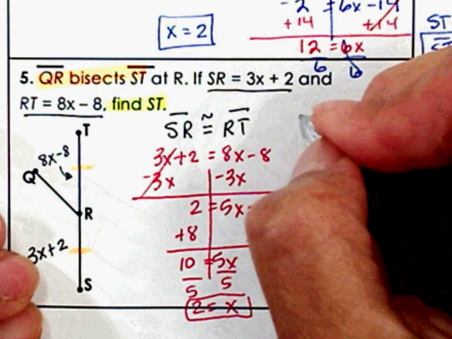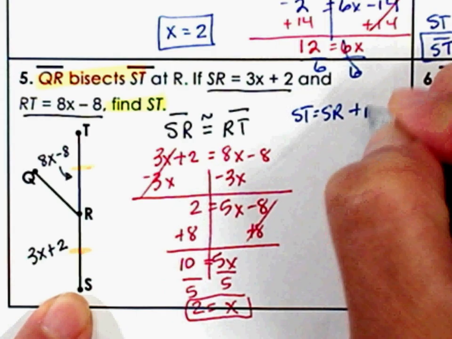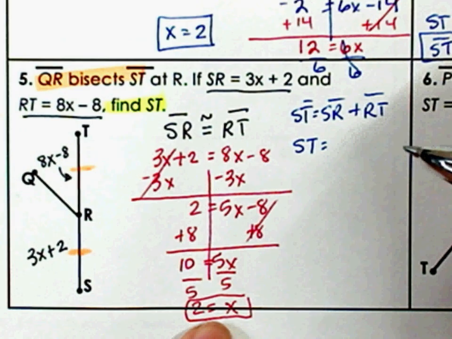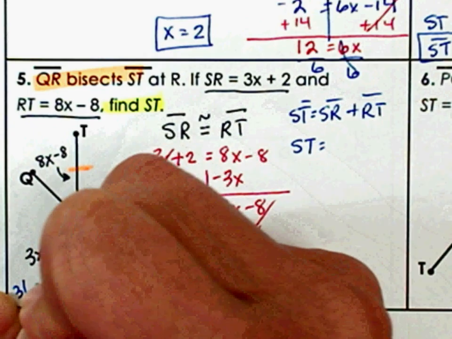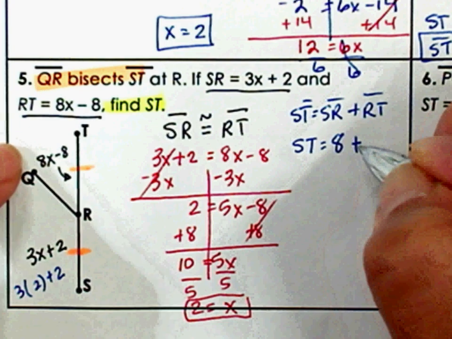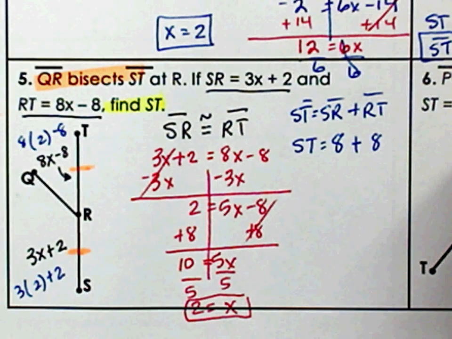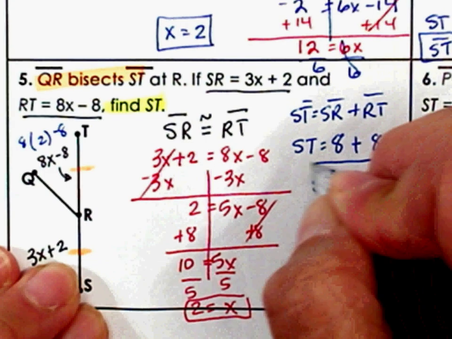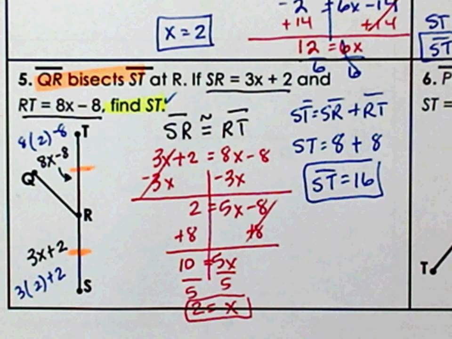So you're trying to find ST. Well, what is ST? ST is SR plus RT. Okay? So ST is equal to SR, which is what? 3 times 2 plus 2, which is 8, plus 8 times 2 minus 8, which is also 8. So the length of ST is 16. There you go. Okay? All right.